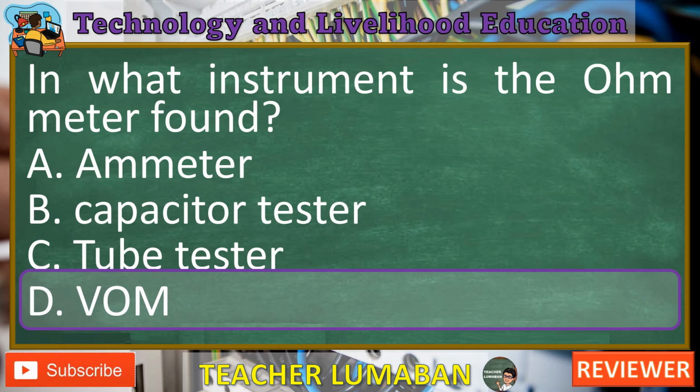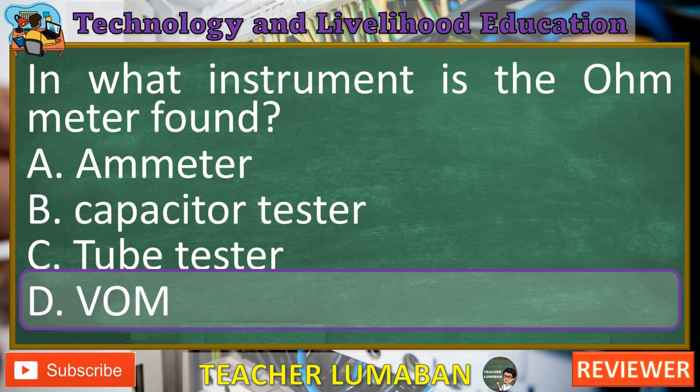An ohmmeter specifically measures electrical resistance, which is measured in ohms. Therefore, when the question asks in what instrument an ohmmeter is found, the correct answer is the VOM, as it includes the functionality to measure resistance, ohms, along with voltage and current. The other options, ammeter, capacitor tester, and tube tester, do not typically include the ability to measure resistance in ohms.